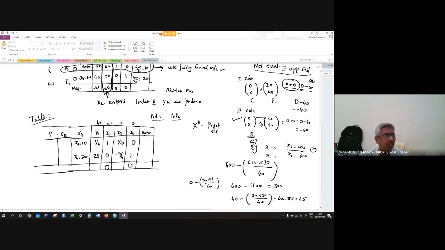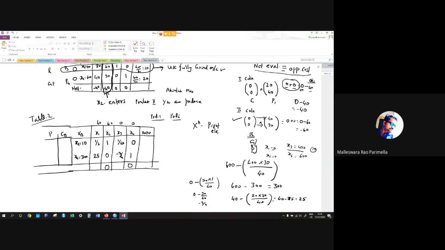For the zero, for the column, I have 30. For the row, it is 1. So I write 30 into 1 divided by the number in the intersection, 40. So what is the net result? 0, 30 by 40, or minus 3 by 4. I have written minus 3 by 4 here. Is it clear?